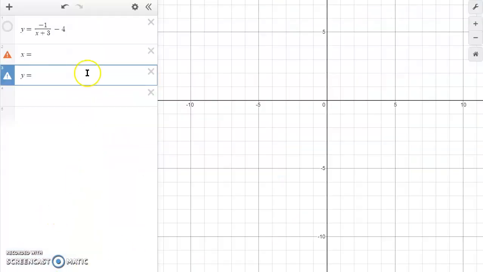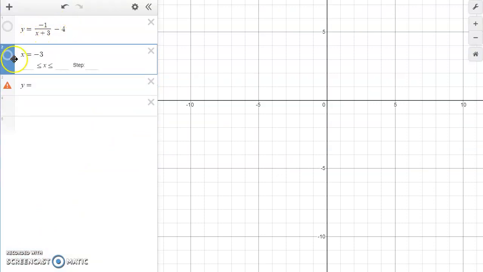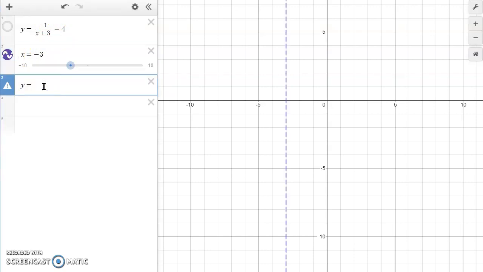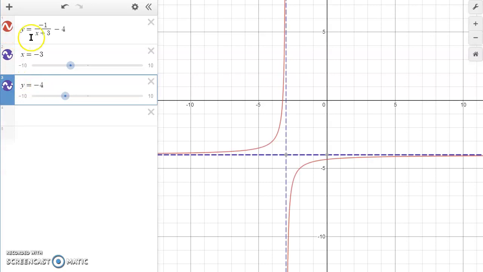Let's use Desmos to help us graph this one right here. Now I notice that my denominator is going to be equal to negative 3. So I have a line there. My function moved down 4, so I have another line there. When I graph it, they are in quadrants 2 and 4 because it's negative.